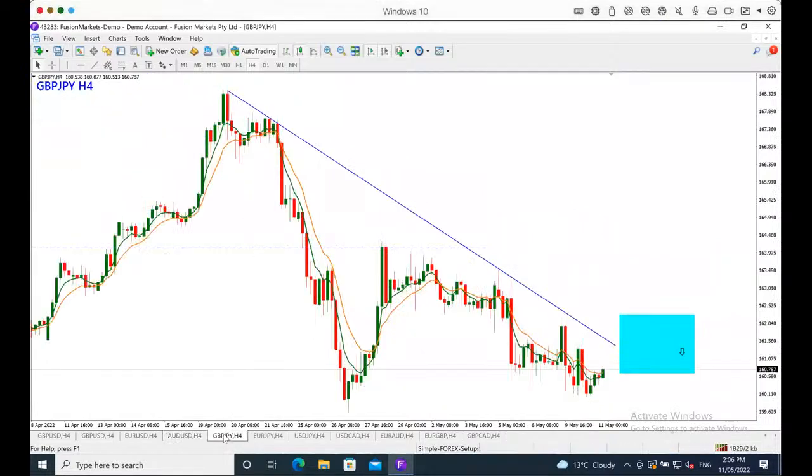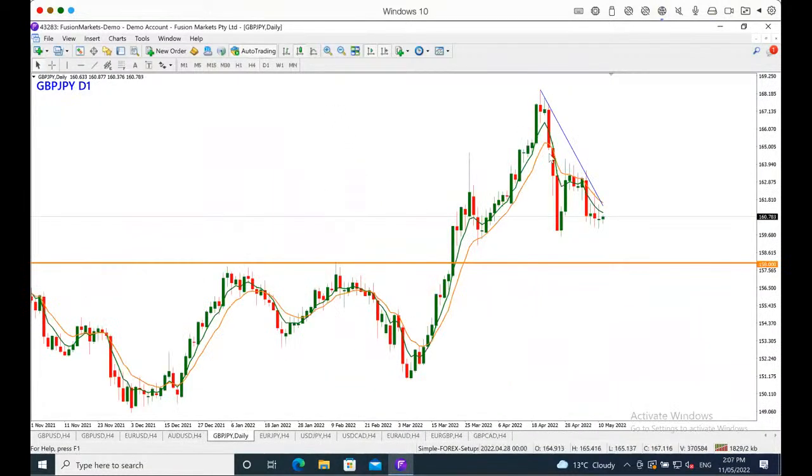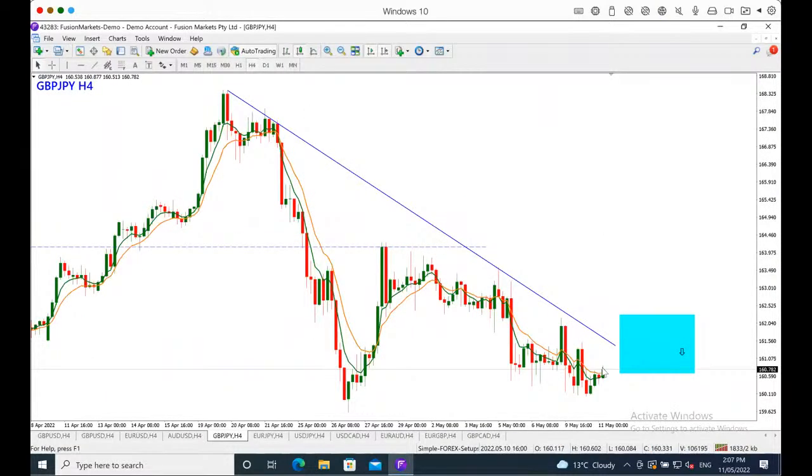Next currency pair I'm looking at is GBPJPY. And that is still going sideways, but the direction is still downwards in terms of the trend. So possibly still looking for short here as well, if we get any good price action off the trend line.